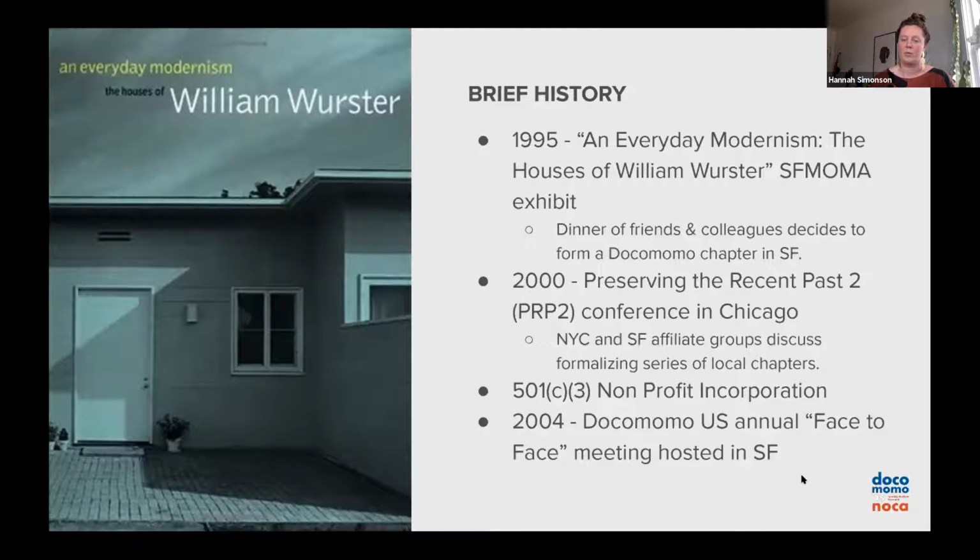In 2004, we hosted what used to be called Docomomo's annual face-to-face meeting, which was a meeting of Docomomo members and chapter members. But that was before the Docomomo US Symposium was initiated. And I am so impressed by the Hawaii chapter and all the other chapters who have hosted the Docomomo US Symposiums with the US organization, because they are such an incredible amount of work, I think, but so fun. So hopefully folks get to attend the virtual one coming up and future in-person ones.